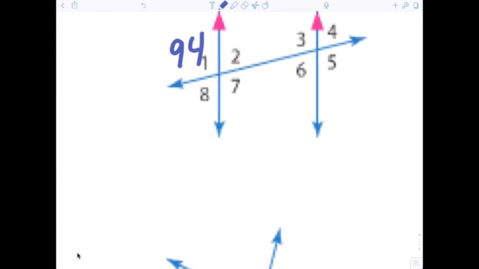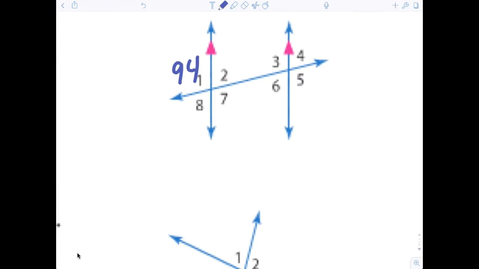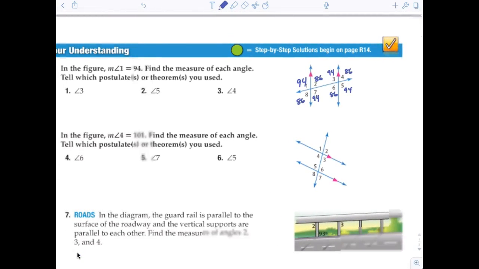If that's 94, what is angle 2? 86. Angle 3? 94. And 86. Yeah, guys, that's very simple. There are lots of ways you can deal with that and check that. Now, the questions. What would be the measure of angle 3? 94 degrees. Angle 5? 94 degrees. And angle 4? 86 degrees. Everybody see how simple that is, right?